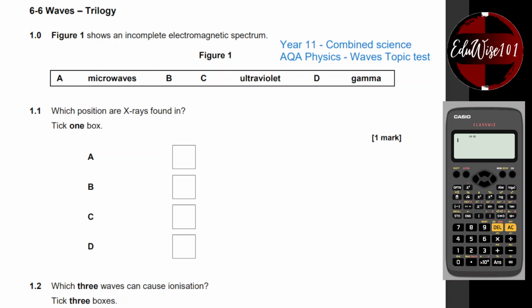Question number 1. Figure 1 shows an incomplete electromagnetic spectrum. So you've got wave A, then microwaves, B, C, ultraviolet, D and gamma. Which position are X-rays found? X-rays would be found in position D. So that would make radio waves A, microwaves, then infrared is B, C is visible light.